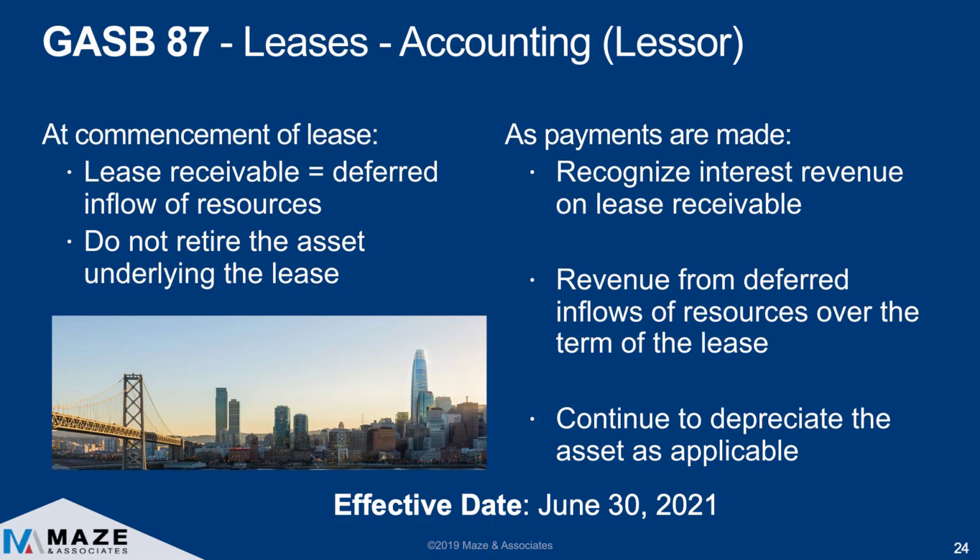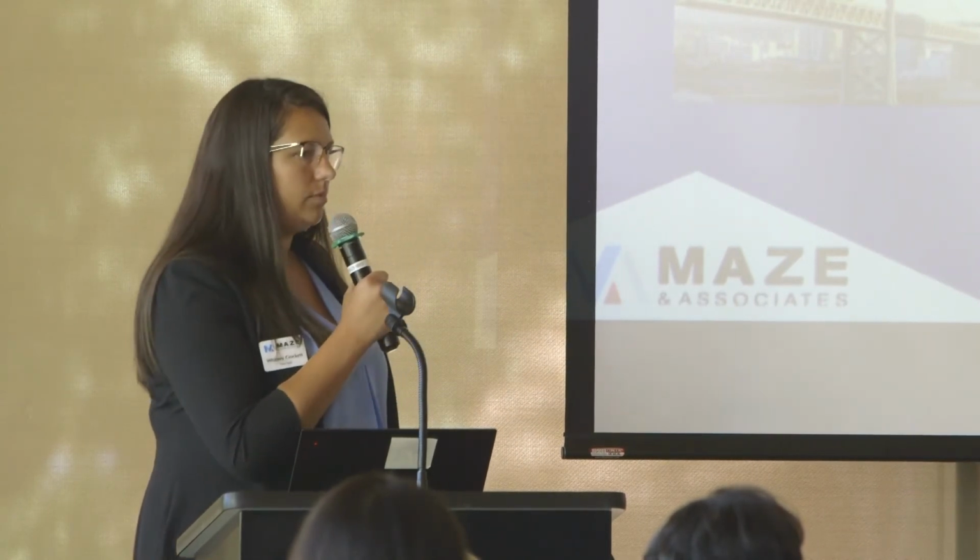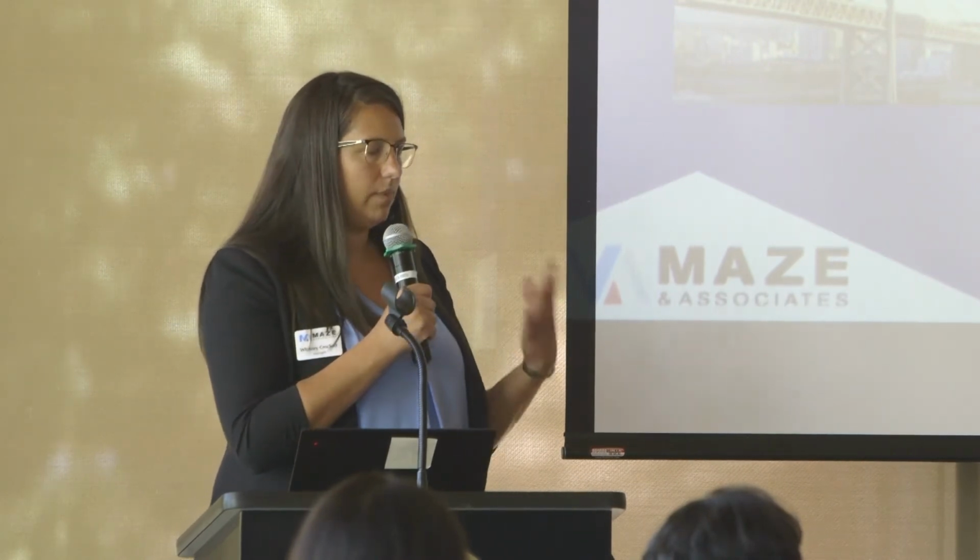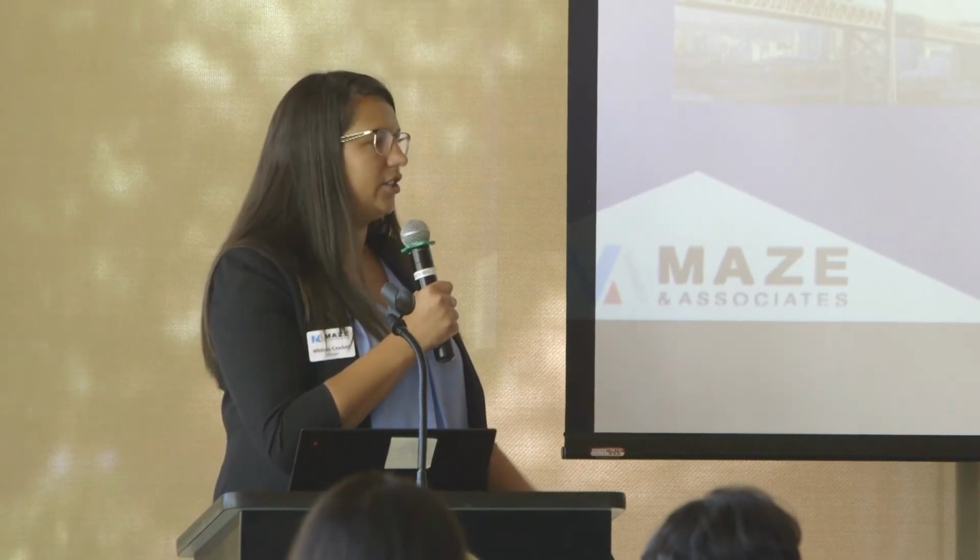And then for the lessor side, at commencement of the lease, a lease receivable will be booked, and then it will be offset with a deferred inflow of resources. So if you've been trying to avoid deferred inflows and outflows, now's your time to shine because they're not going away. And then the underlying asset will not be retired, so that will still remain on the books and treated the same way. But then as payments are being made on the lease, the interest revenue on the lease receivable will be recognized. And then there's going to be revenue from the deferred inflows of resources over the term of the lease. And again, the underlying asset will continue to be depreciated as it normally would.